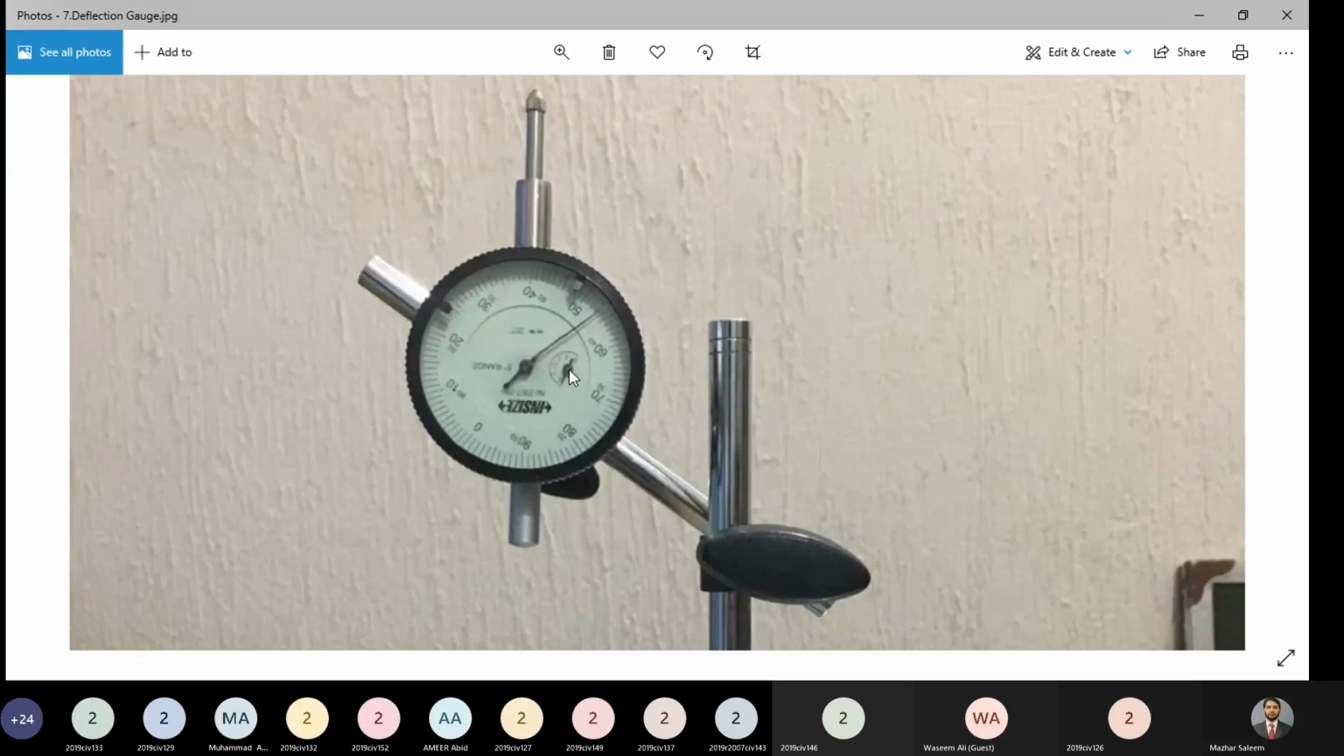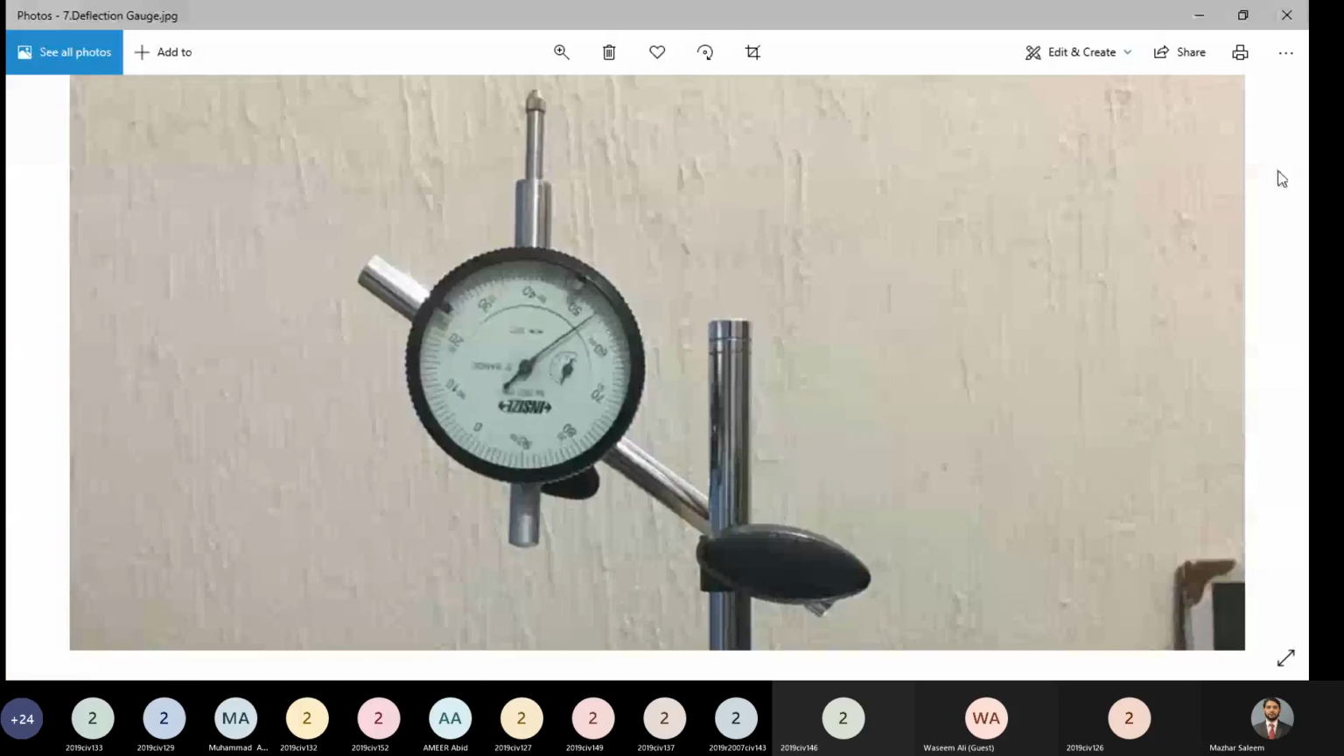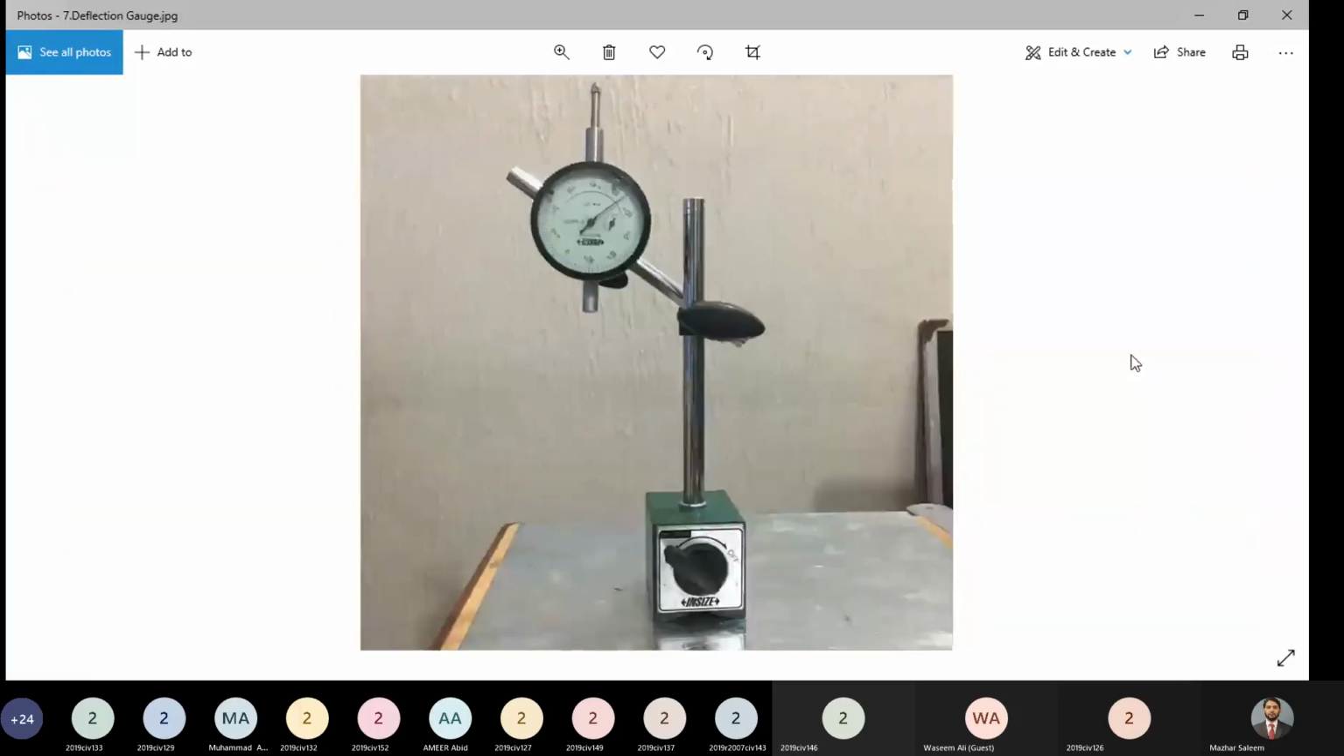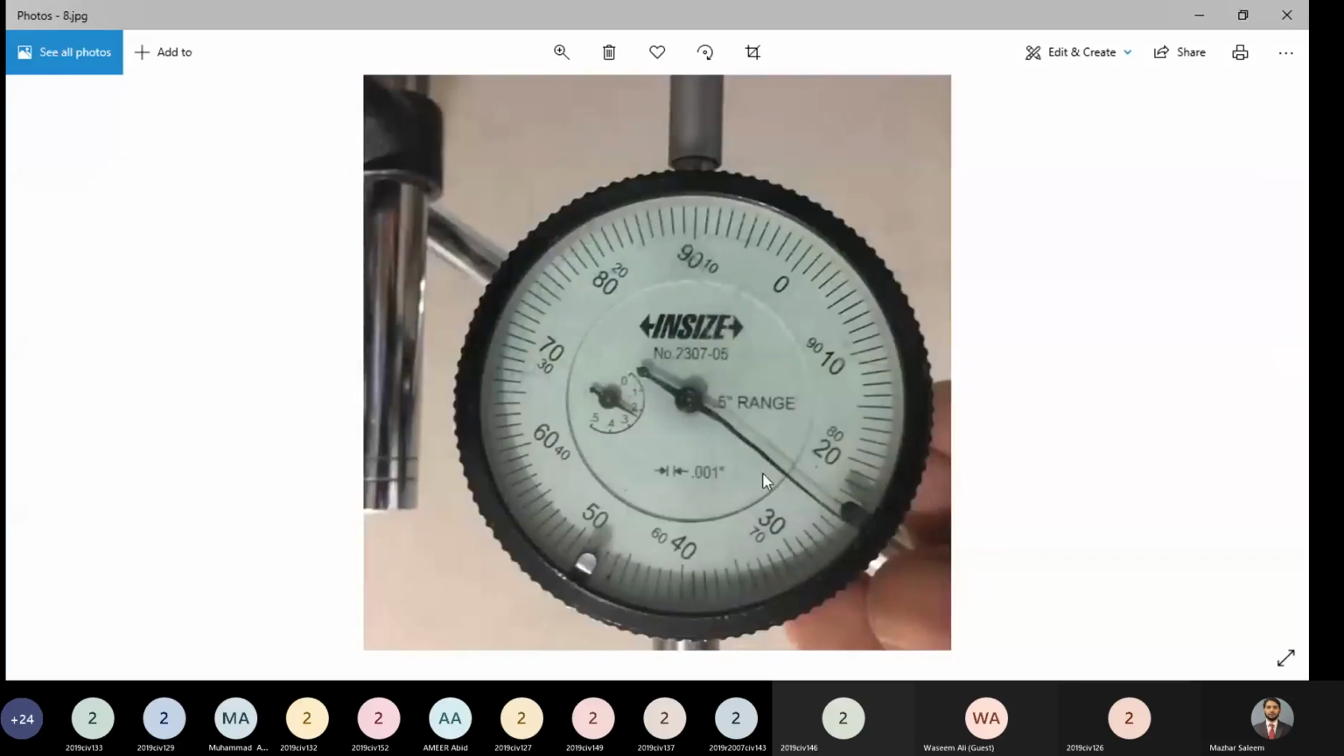So in our case, the needle will be rotating in clockwise direction because this pin will be moving in the downward direction. So if the pin is moving downward and the needle is rotating in the clockwise direction, let's see how to read any value on the gauge.